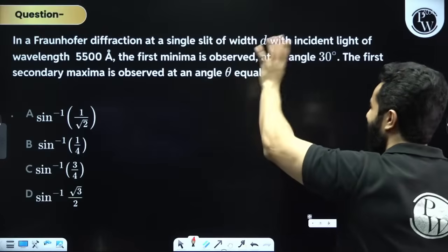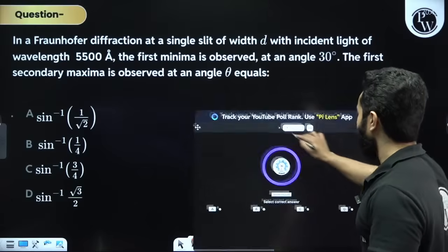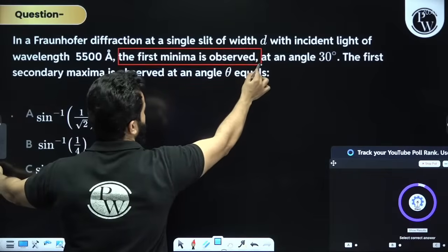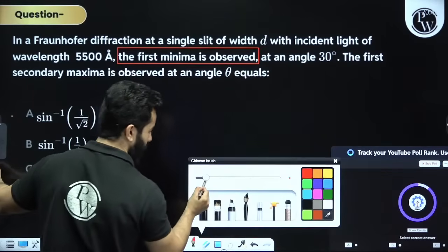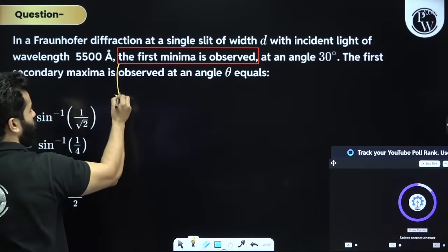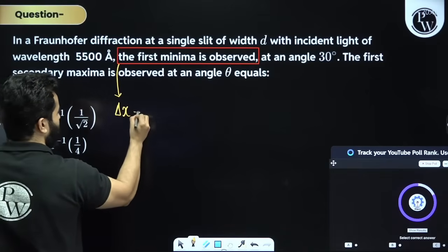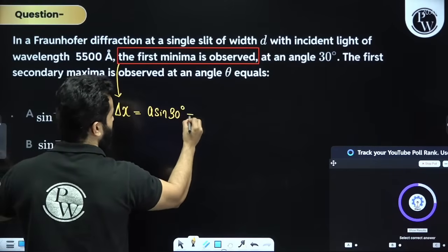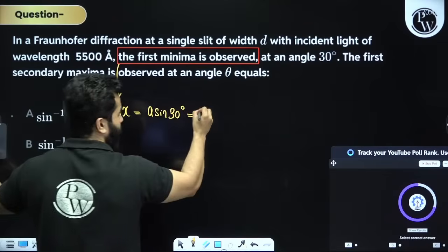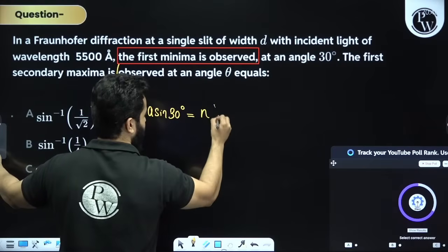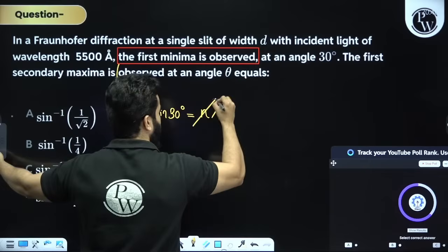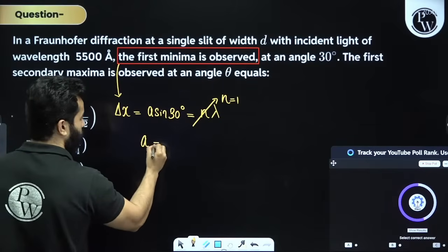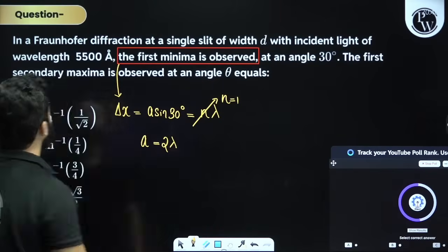The first secondary maxima is observed. Let's quickly do it. Please remember one thing. The first minima is observed, right? So the first minima condition is going to be, my dear friends, delta x, the path difference, that is a sine theta, and this is 30 degree, equal to n lambda. First minima is n lambda, where n equals 1. So you are going to get a equals 2 lambda.